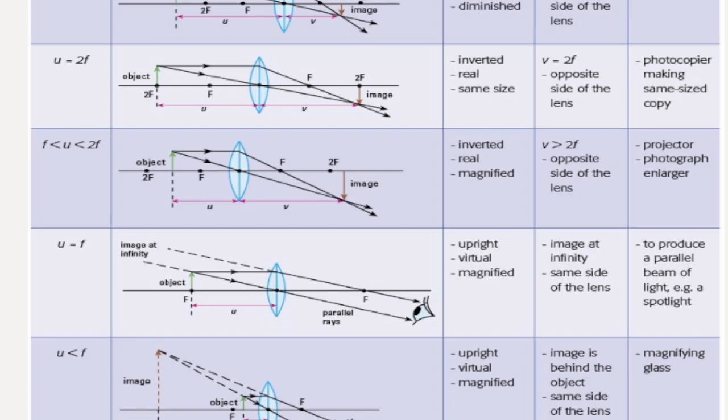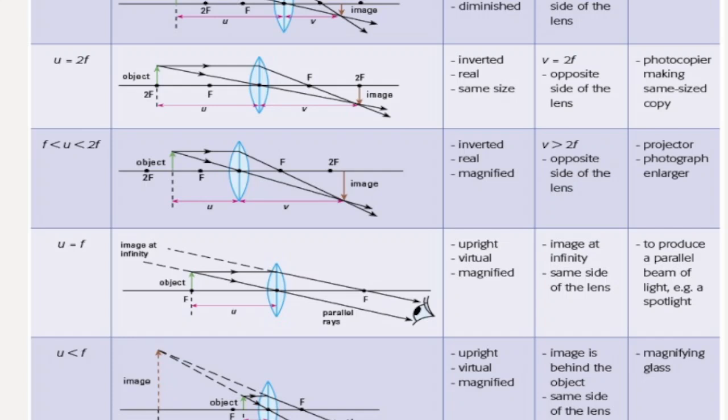When the object is at a distance 2f, the image is also formed at 2f. It is inverted and real. Always the real images are inverted. And it is at a distance equal to 2f on the opposite side. It is usually used in photocopying machines because we want to have a same-sized image of the object. In such cases this is used.